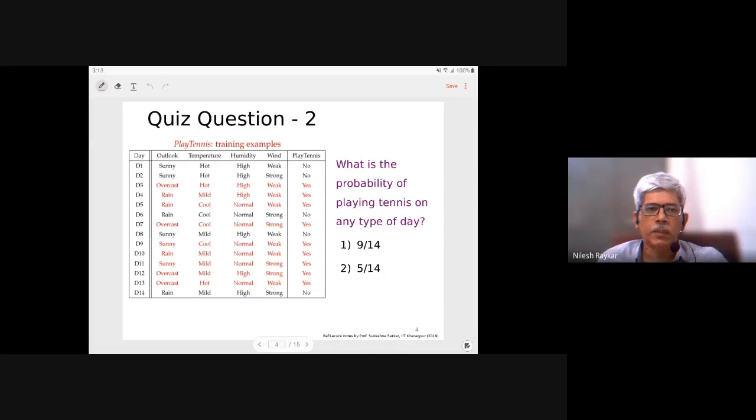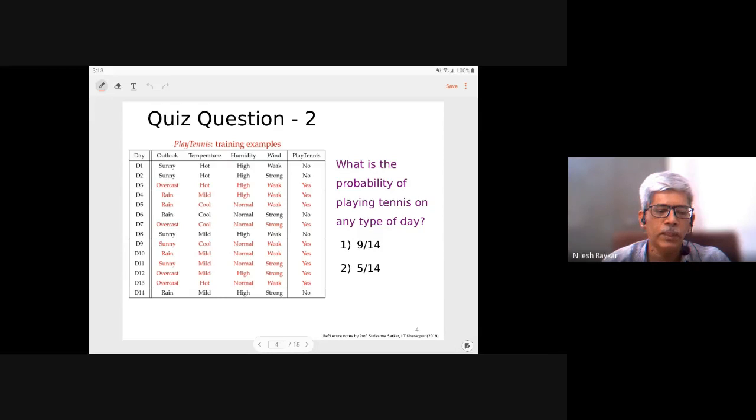Okay, let me first explain what this case is. This particular case represents the probability of some observations made about when people play tennis. The features which define the climate for playing tennis are divided into 4 features. So this particular data set has 4 features.